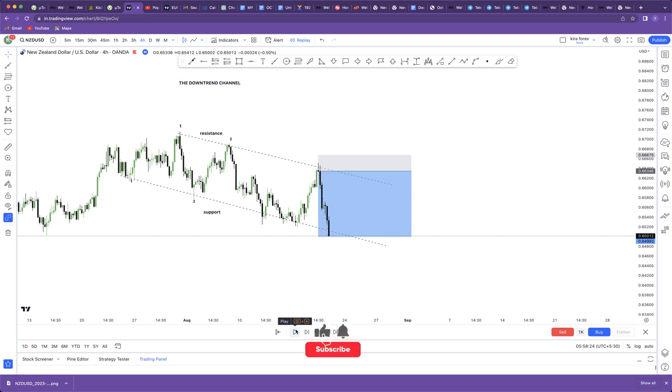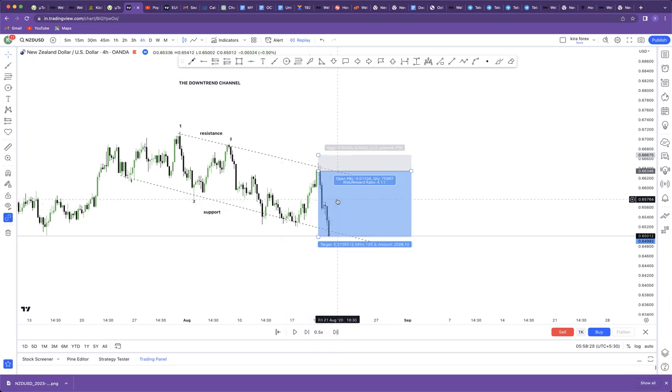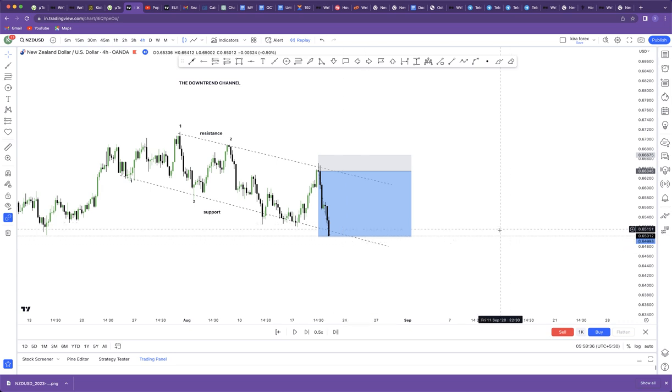So this is it, guys. So this is the downtrend channel, and this one, the risk to reward we have here is 1:4. Yes, and this is a perfect risk to reward. Now let's move to the sideways channel and see what we can learn at that side also.